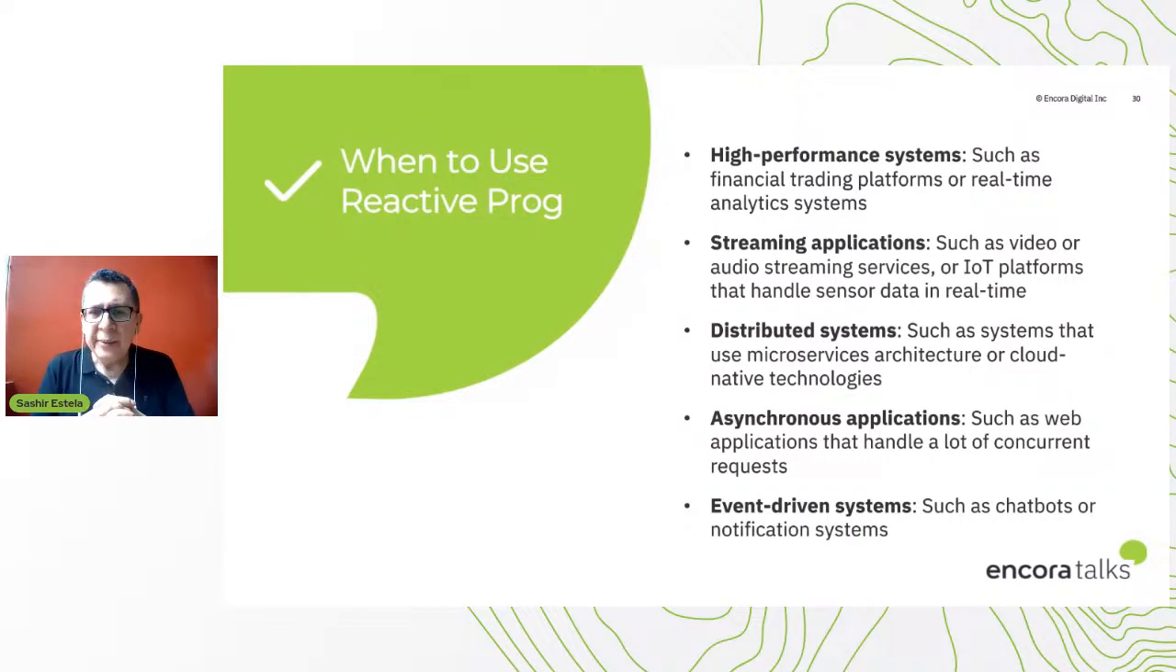When we are using distributed systems, so using microservice architecture or cloud native technologies, asynchronous applications are also a good use case. And finally, event-driven systems such as chatbots or notification systems. All of them are good use cases for applying reactive programming.